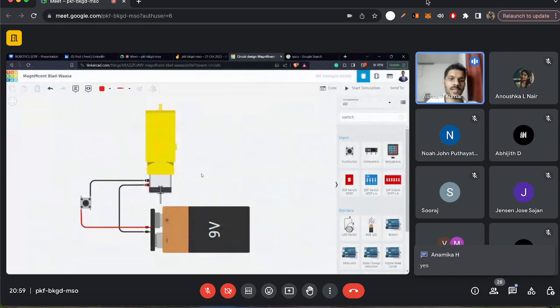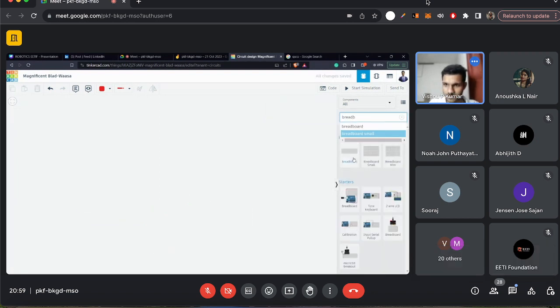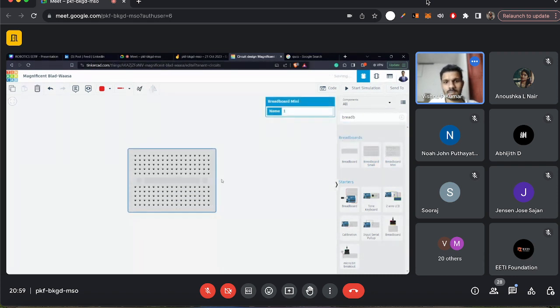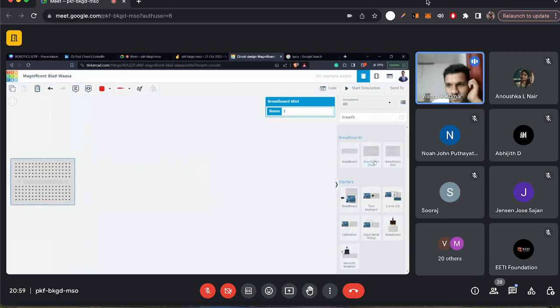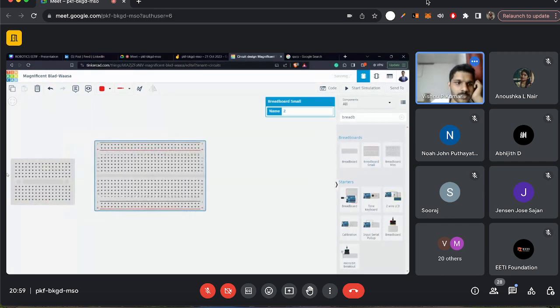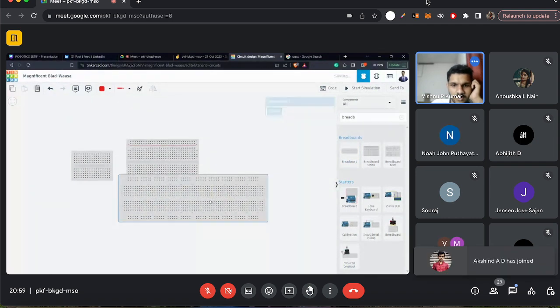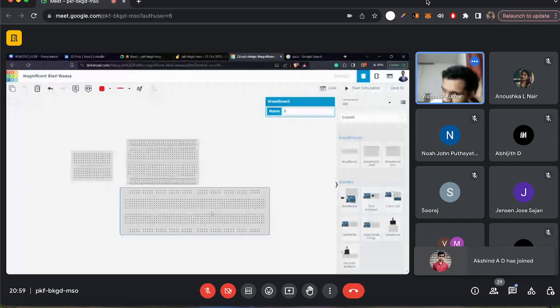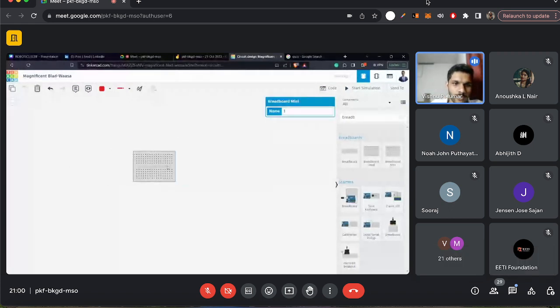Okay, so now we are just going to use a small breadboard. This is the smallest breadboard. We have different types of breadboards. This one is the breadboard mini, this is breadboard small, and this is the large breadboard. This is the biggest one that we have in the market. For the time being we are just using this mini one.